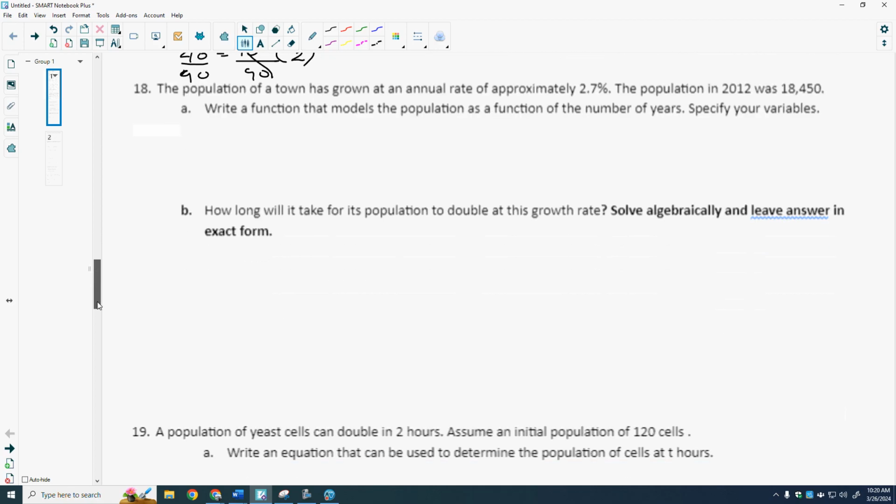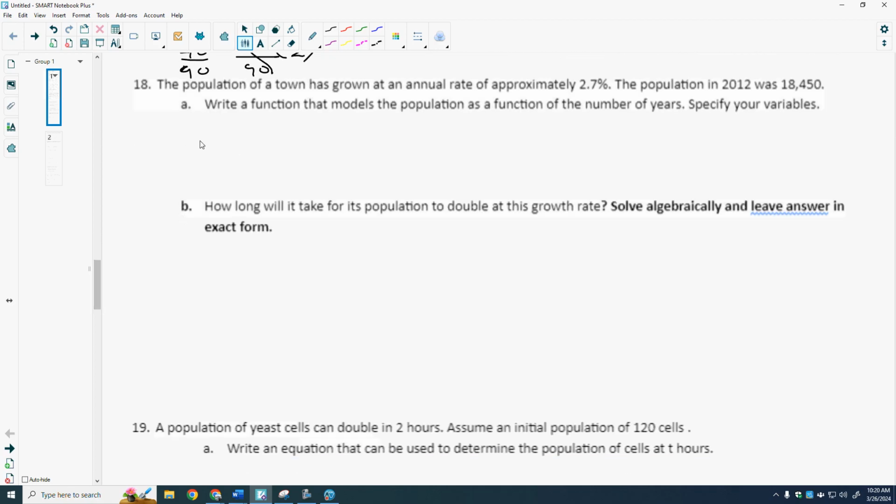Number 18. I won't skip any steps. I won't combine any steps. Okay, here's the key transition or key change. Growing at a rate of a percentage. So now I'm using the amount equals principal times 1, and it is growing, so it's going to be plus 2.7% and so on. Okay, so that's the formula I'm using. Why? Because it's percent growth and not doubling or tripling or whatever.